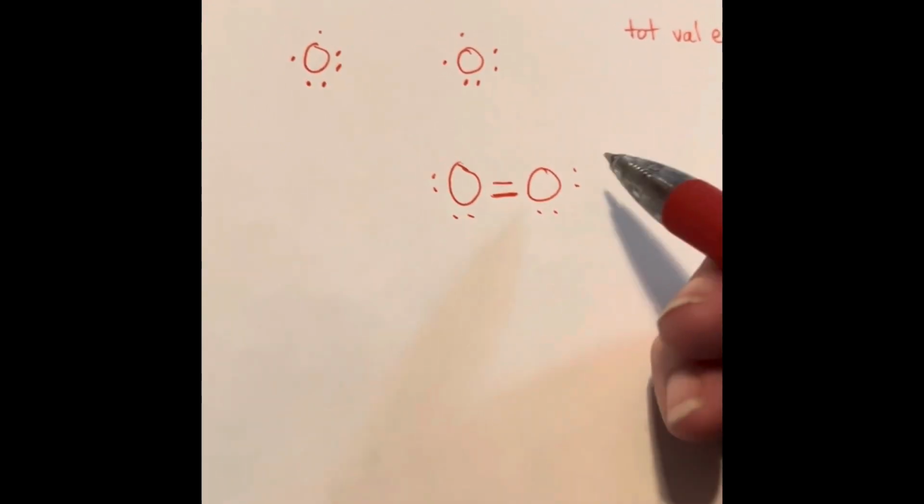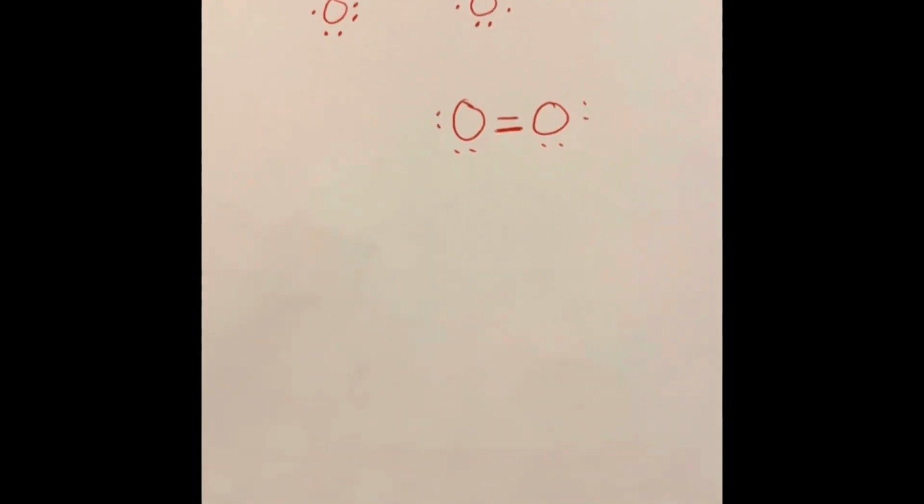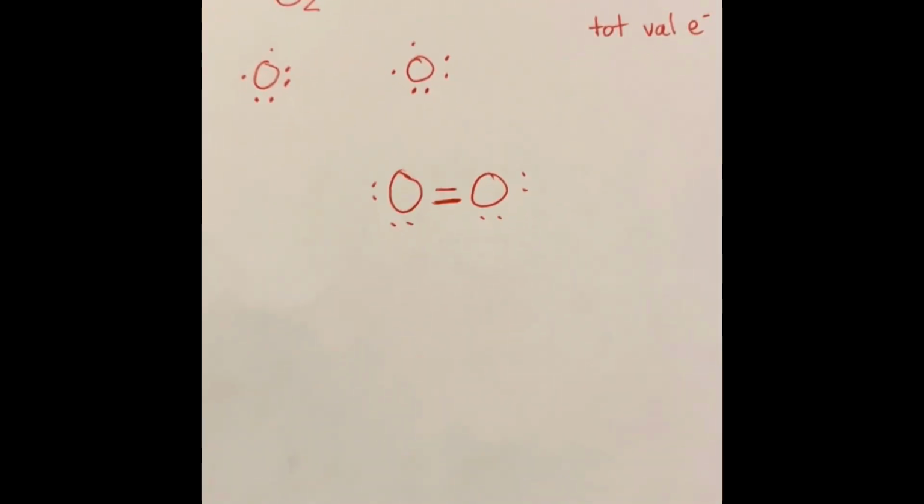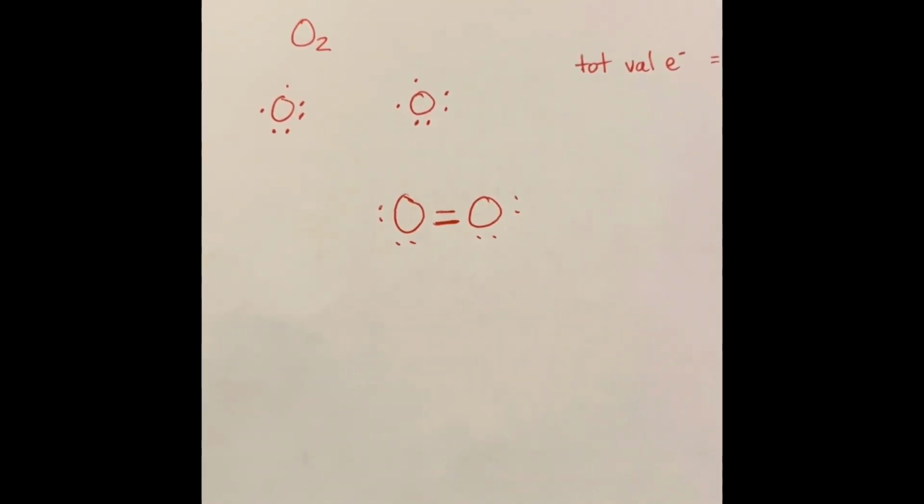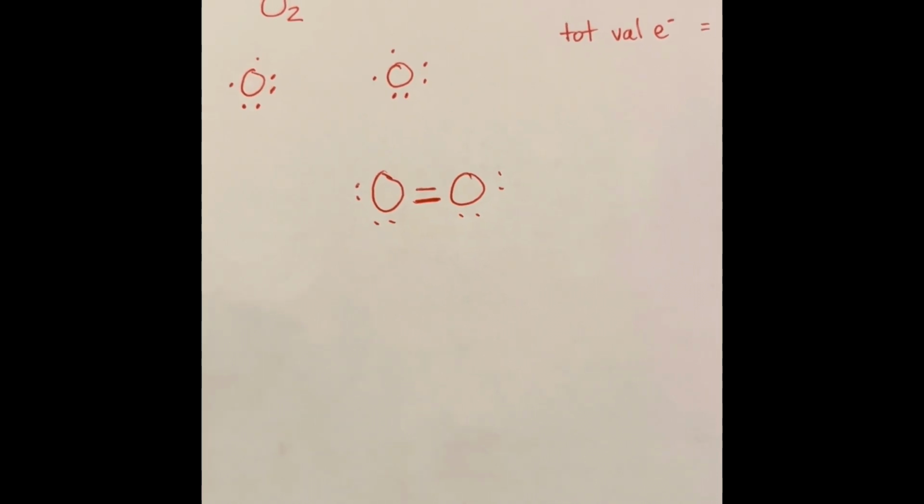So 2, 4, 6, 8, 10, 12. I have 12 valence electrons. And then this oxygen has 2, 4, 6, 8. And this oxygen has 2, 4, 6, 8. So that's when you start putting double bonds into account, okay?